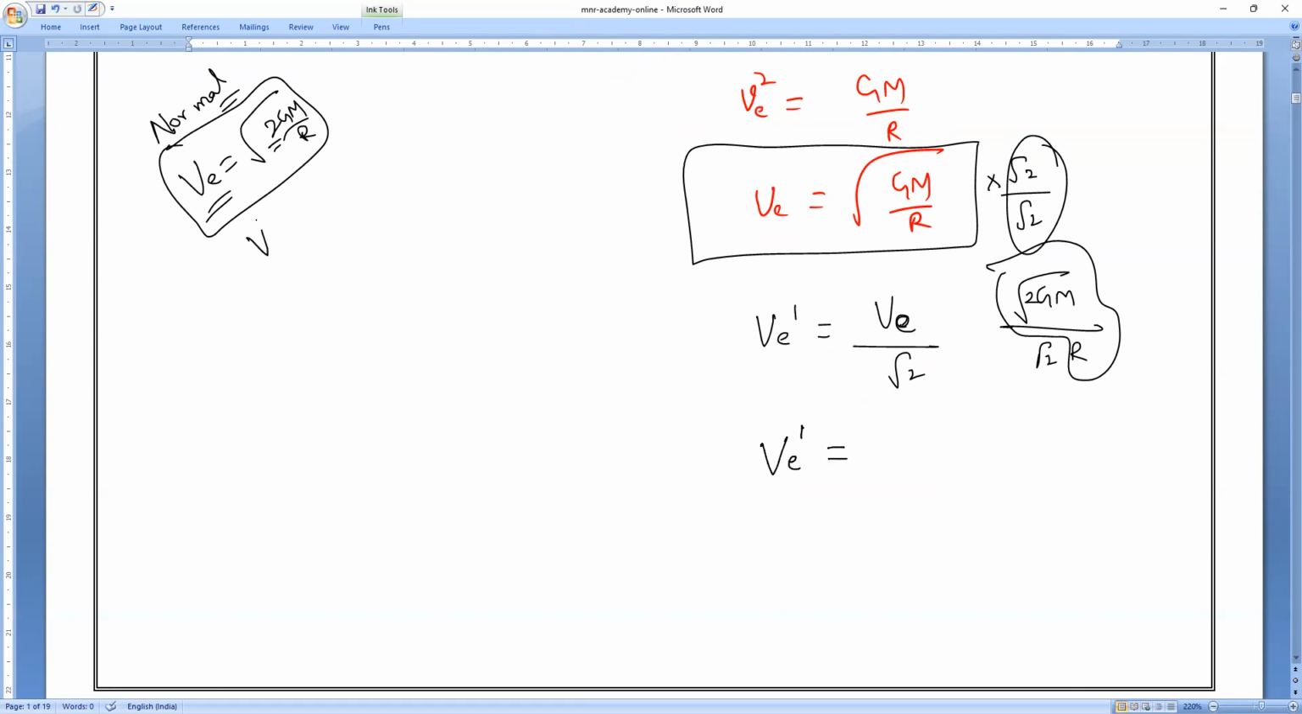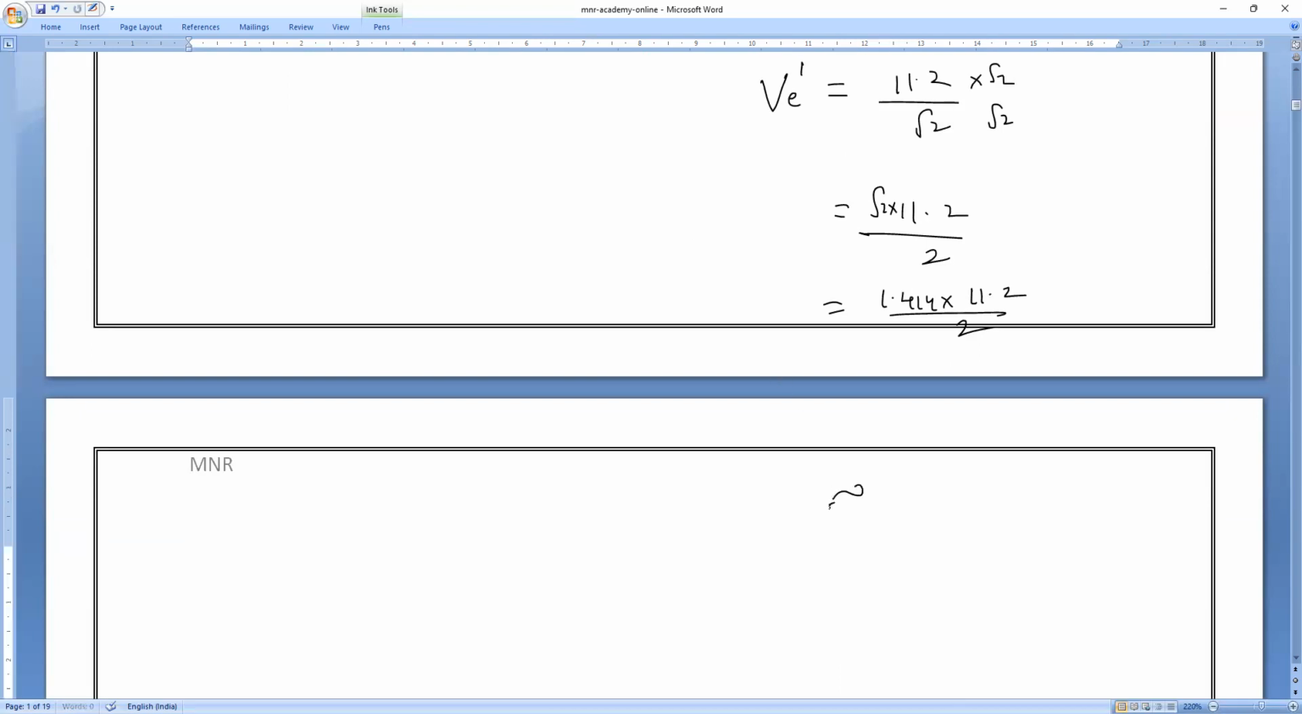Now what is the new escaping velocity? The normal escaping velocity, we all know, is approximately 11.2. Clear, everybody? So 11.2 divided by root 2. I multiply root 2 in the numerator and denominator, which equals 11.2 root 2 divided by 2. We all know the root 2 value is 1.414. So 1.414 into 11.2 divided by 2. Make it quick and tell me the answer. Exactly it won't come, only nearest. It is approximately 11.2 divided by 2, which equals 5.6, and 5.6 into 1.414. So approximately what is the answer?